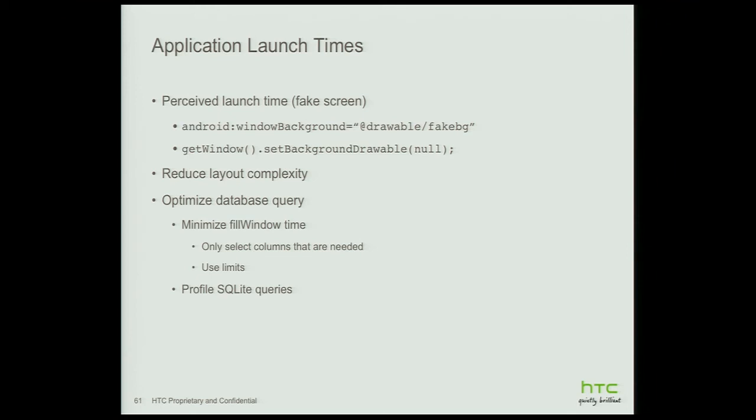So to minimize that fill window time, you can minimize either the number of columns or the number of rows in the result set. If you want to reduce the number of columns, you just reduce the number of columns that you select, right? And to reduce the number of rows, you just use limits. It's also very important to profile your SQLite queries so that you know what can be done to further optimize your query.